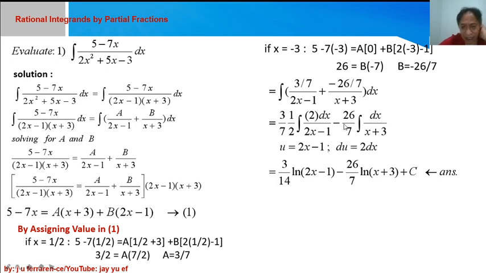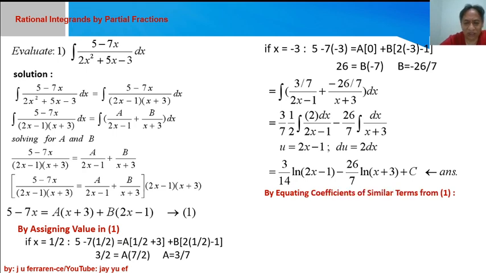In the second term, I have minus 26 over 7. My u is x plus 3. Okay, so what's the du? It's dx. So we can directly go with the formula du over u. So minus 26 over 7, the result is ln of x plus 3. So this is now your answer. So I can now add my c for my final answer. So that is how to obtain the integral of our example 1.